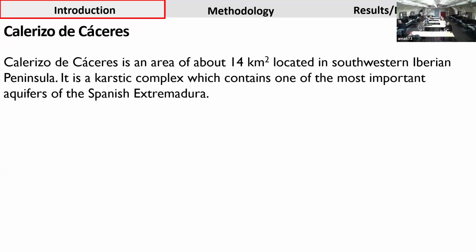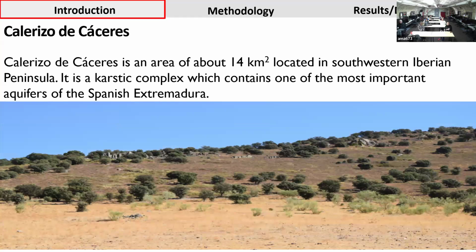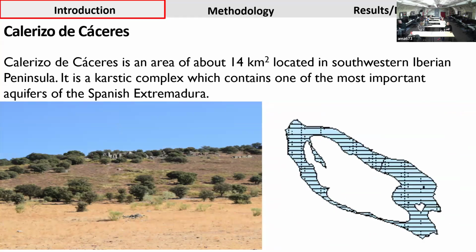So then within this Casareño complex, you have the Calorito de Cáceres, which is an area of about 14 square kilometers, and it's a karstic complex containing limestone deposits, and it contains one of the most important aquifers of the Spanish Extremadura. And it is within this Calorito de Cáceres that we have found the Santa Ana Cave we will be talking about. So you can see the picture of part of the Calorito de Cáceres, and you can see the geological outline of Calorito de Cáceres.